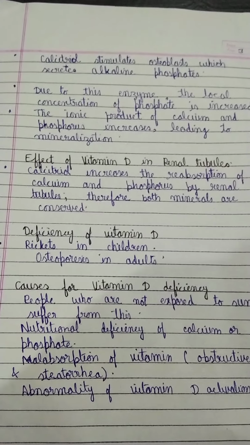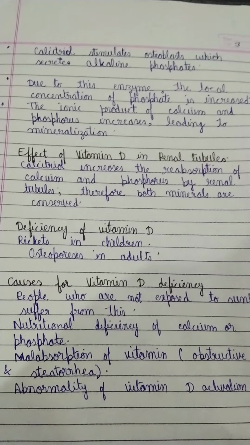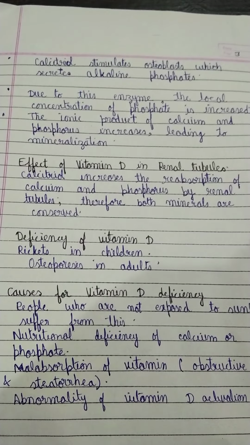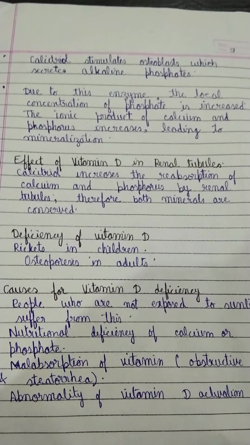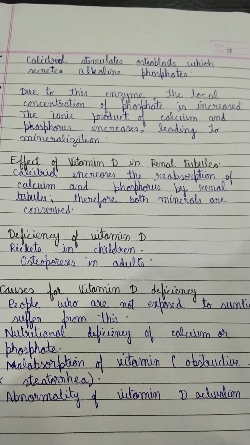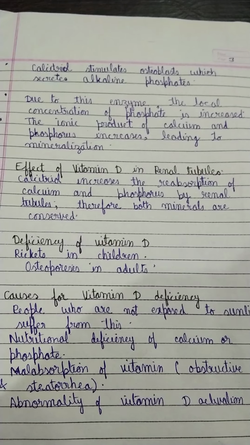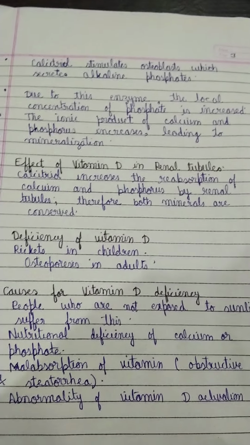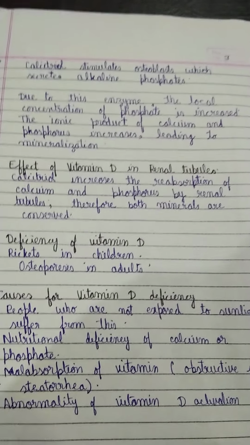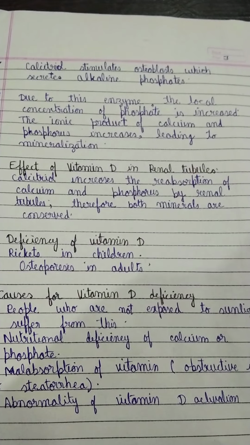Now let's see deficiency of vitamin D. Deficiency of vitamin D causes rickets in children and osteoporosis in adults. We know that osteoporosis is generally found in females due to lack of a steroid hormone after menopause.